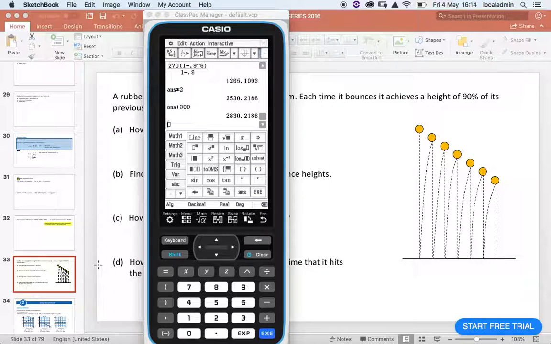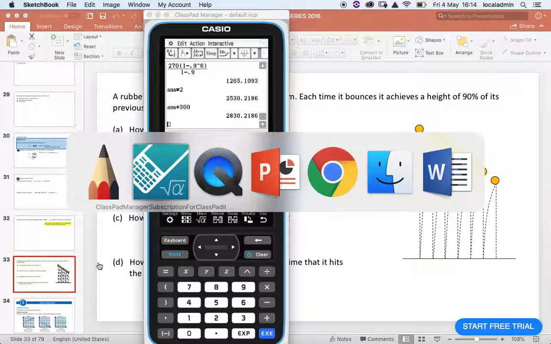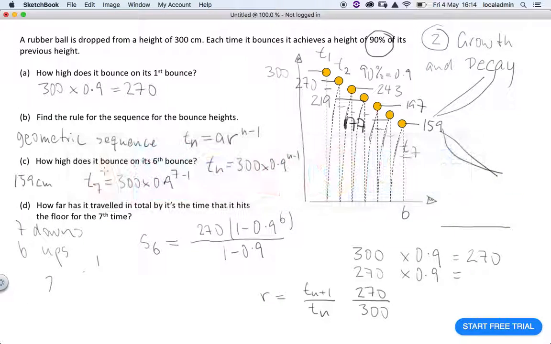So that's 1265. 1265, just the downs, multiplied by 2 gives us 2530. That's ups and downs, and then we add the one down of 300, which gives us 2830 centimeters. And that is really it. In this case, it might not be the smartest idea to actually use the graphics calculator, and that's really it.